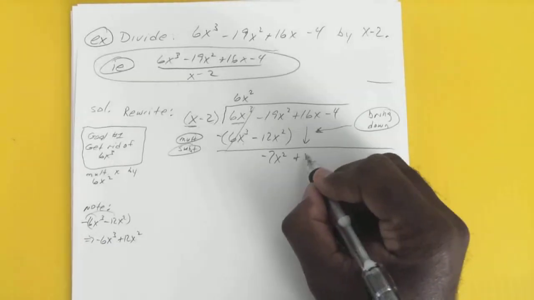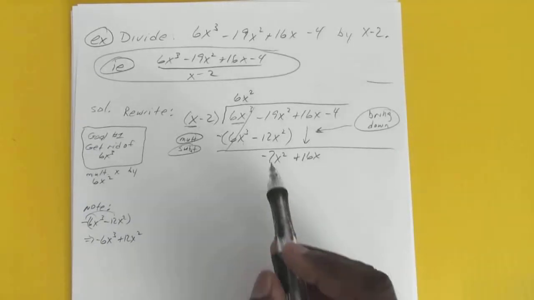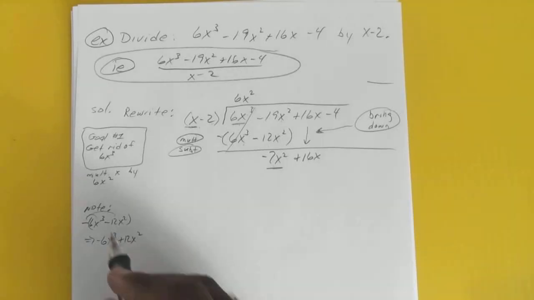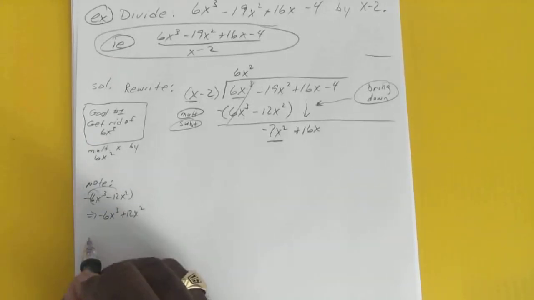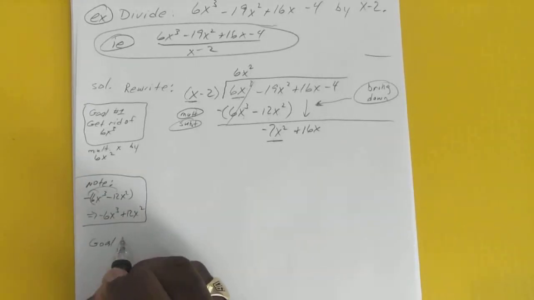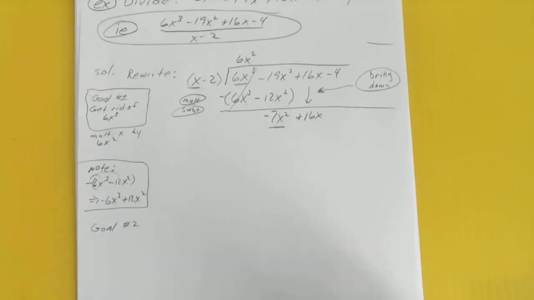Okay, so we bring down our plus 16x. Now before, our goal was to get rid of the 6x to the third. Now our goal is to get rid of that negative 7x squared. So whatever term is in the front, that's the one we're going to get rid of. Okay, so goal number 2 is to get rid of negative 7x squared.